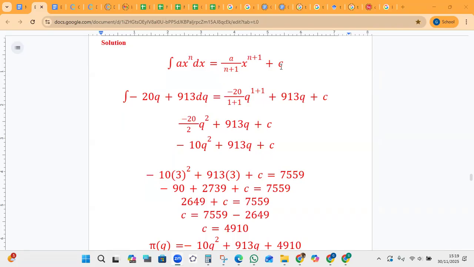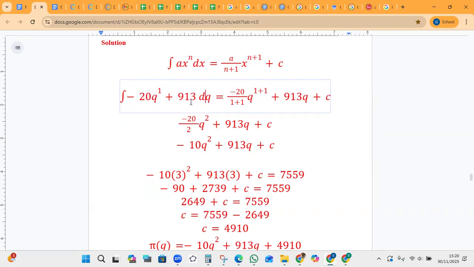So we would like to integrate minus 20q plus 913 with respect to q. The general formula has x as the variable, but here we have q. So a is minus 20 and n will be 1. So we have minus 20 over 1 plus 1, q raised to the 1 plus 1. Plus, now 913 is just a number.